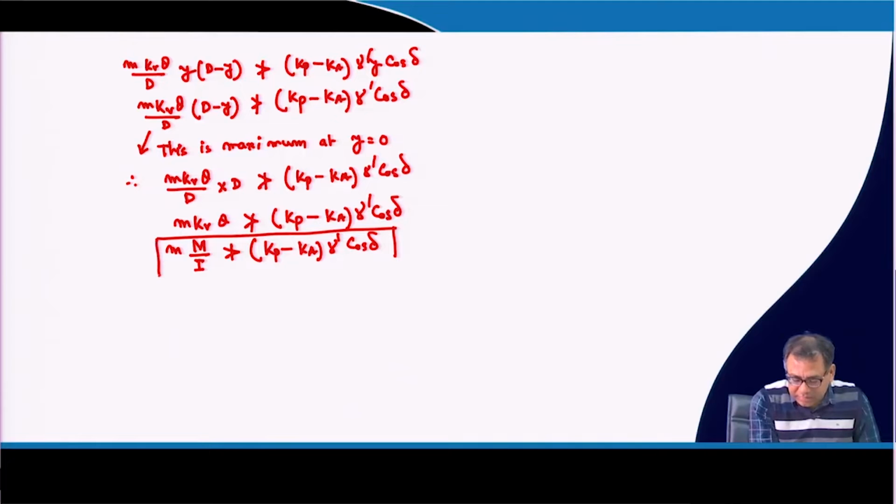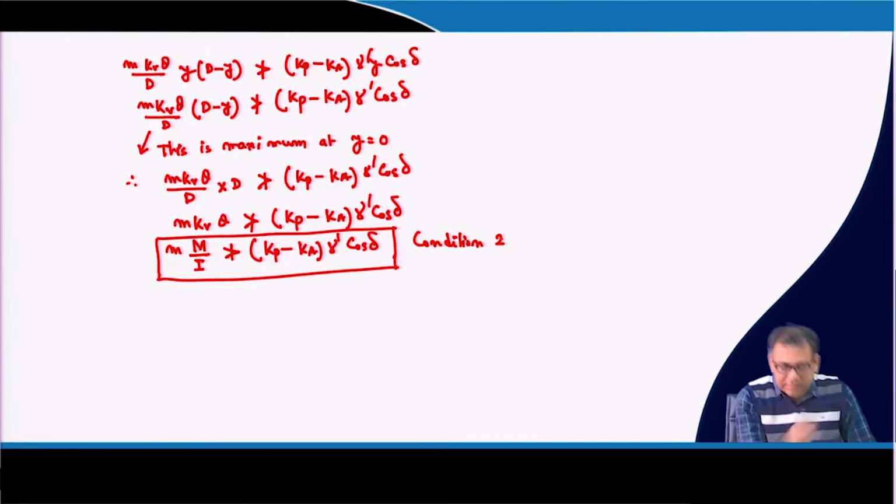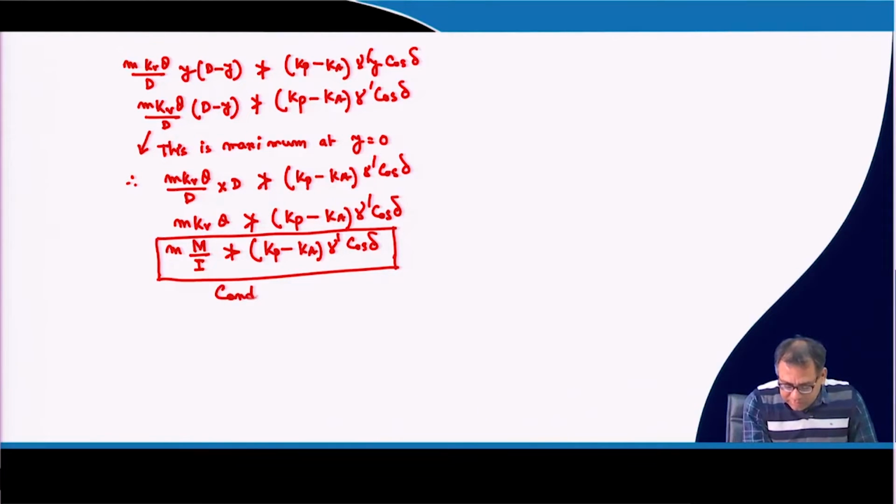So, this is another condition, condition 2. We have to satisfy this condition also to maintain the stability of the well. Now, we have one more condition, that is the vertical soil resistance or soil reaction, I should say. So, next condition is vertical.